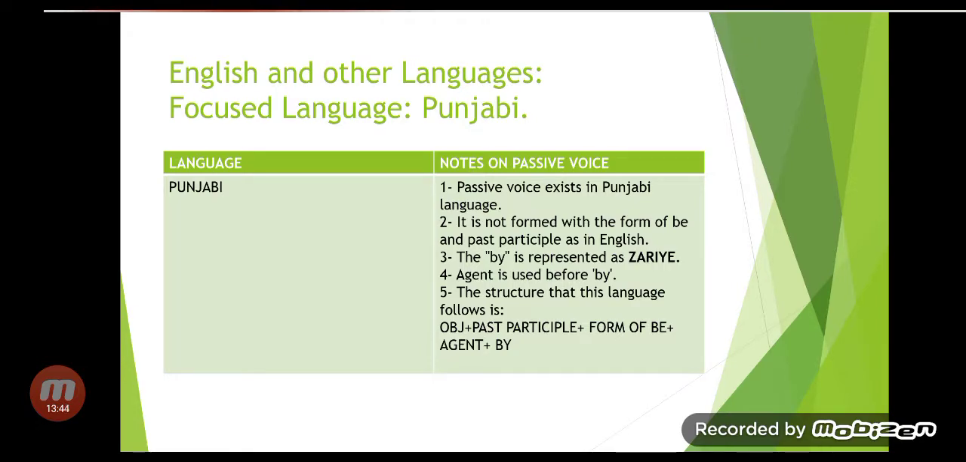The second one is, it is not formed with the form of be and past participle as in English, right? We are not following the same construction, the same alignment. The by is represented as zariye. By in English and zariye in Punjabi. Fourth one is, the agent is used before by in the Punjabi language. In English, the agent is used after by.